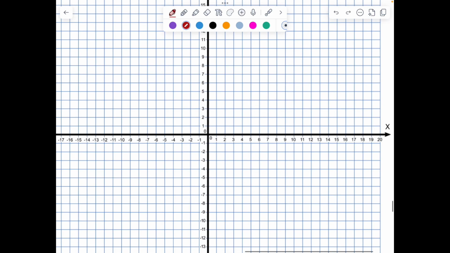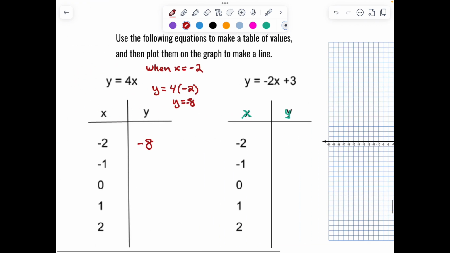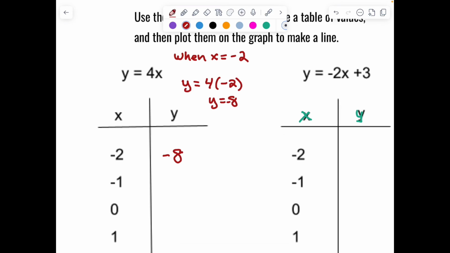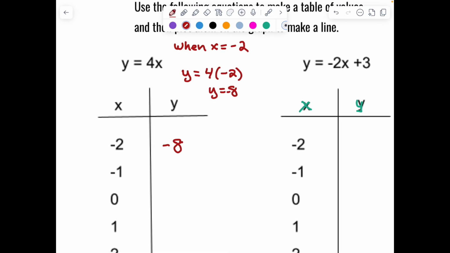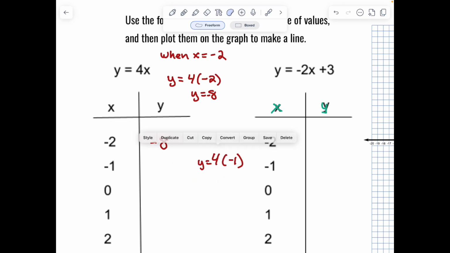And then we can go plot that on the graph, (-2, -8). Let's go find it. (-2, -8). Okay? All right, and then we're going to keep doing this with every table of values that we have. And then we have x equals -1. So we're going to plug in -1 for x. Okay, so 4 times negative 1, y equals, that's just going to get us negative 4, okay?